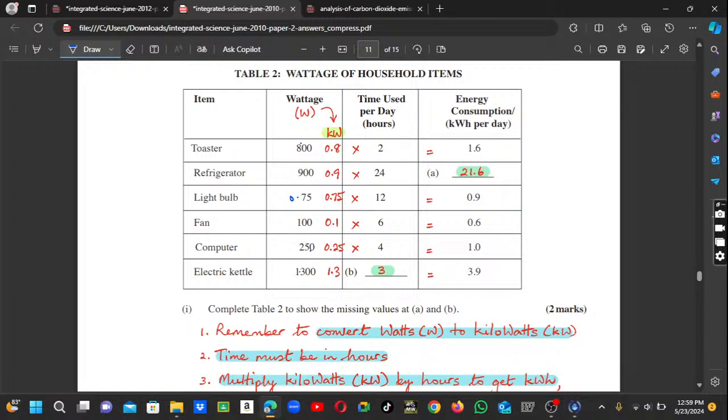So here we're doing all of these calculations. 0.9 times 24 gives us 21.6. For the other calculation, we have 1.3. To get 3.9, we base it on the hours, so 1.3 times 3 gives us 3.9, and this is how we calculate the table. All right, good.